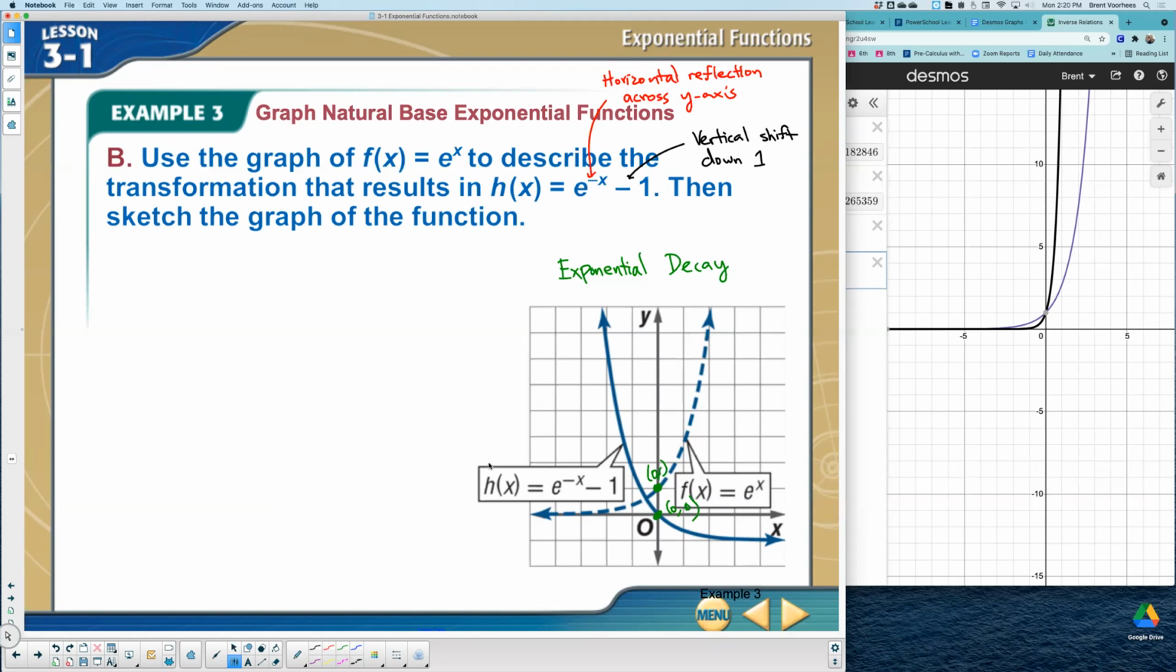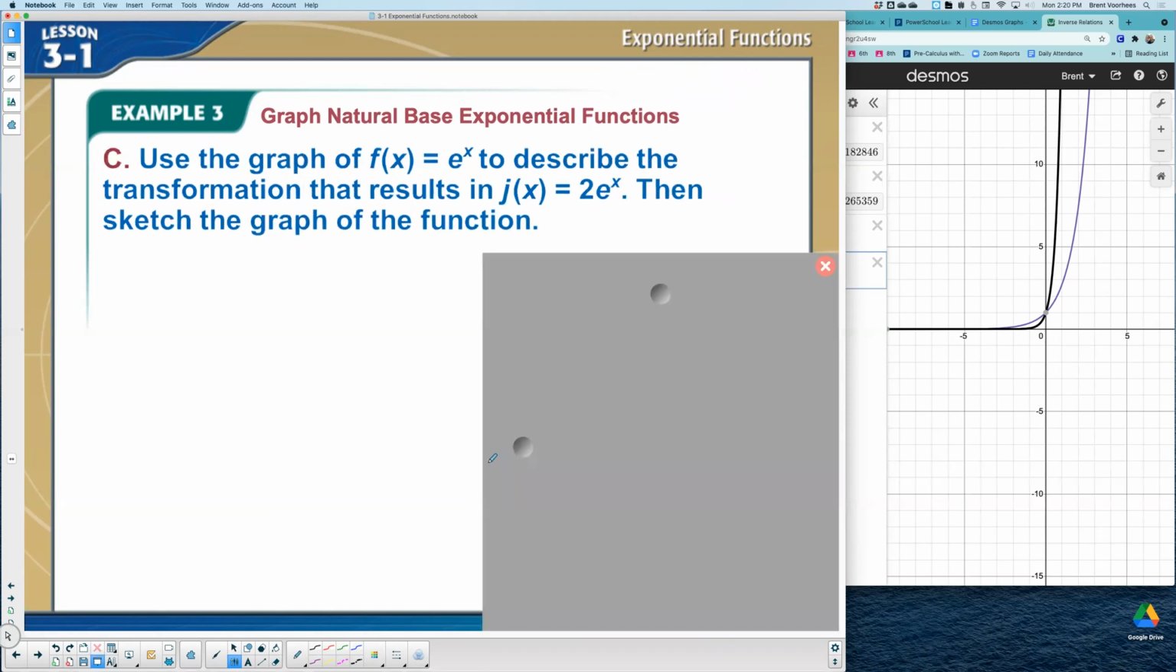I'm speaking too soon. I've got one more transformation. This problem, part C. What happens with that 2? Is that inside with the x or outside? That's outside. So vertical or horizontal? That will be vertical. Whenever you multiply by 2, does it stretch, shrink, shift, or reflect? It stretches if it's a truth teller. Is that a truth teller? No, it's not.